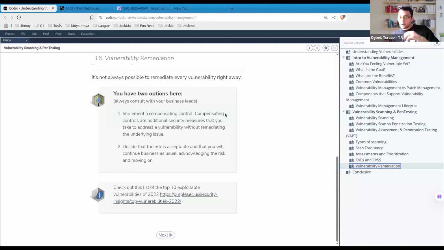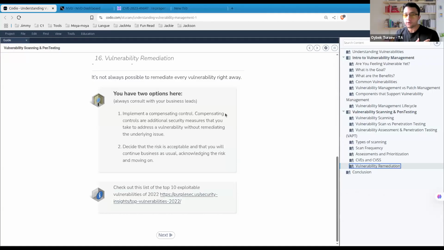Another option besides compensating control is to decide that the risk is acceptable. It means that we have to accept the risk. Risk acceptance is not just saying, okay, we don't have anything, we're going to accept the risk. No, it comes as a result of careful analysis. We're going to judge and see what kind of options we have, and what kind of damage in the worst case scenario could happen in our organization, and then we're going to make the decision.